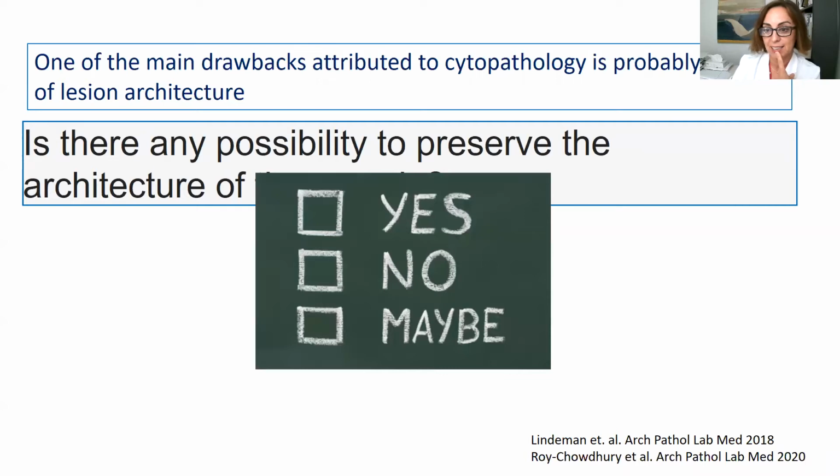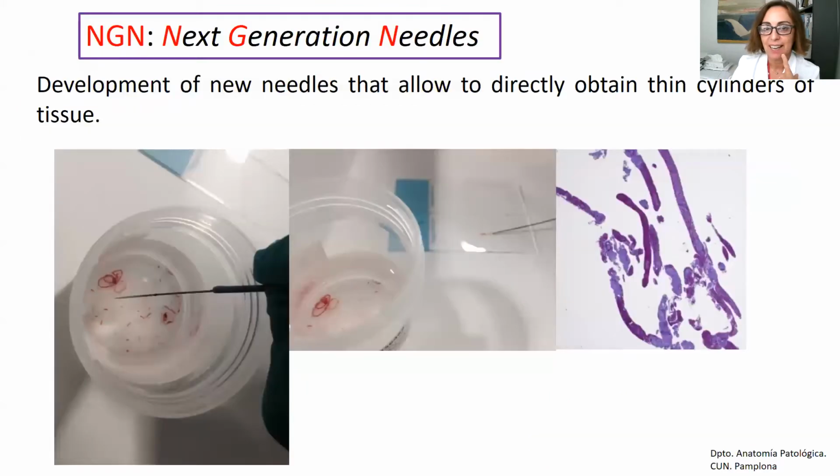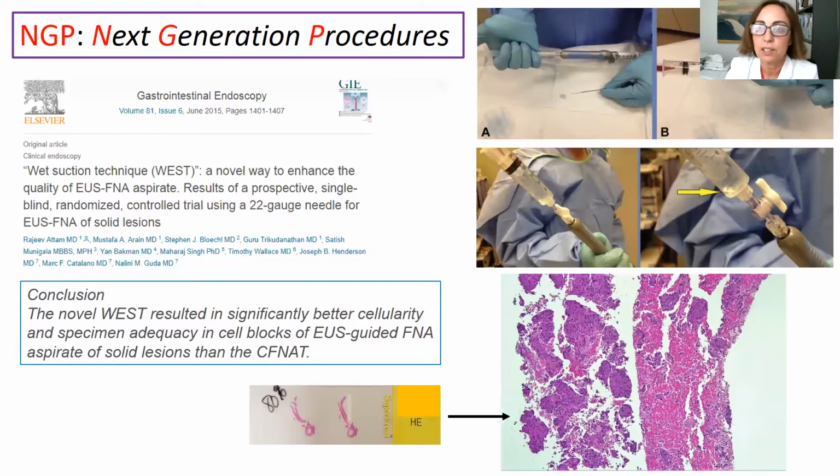What do you think? Yes, no, maybe? Okay, let's give the doubt a chance. Let's see. Because we are assisting a development of new needles, what I call NGN, next generation needles. These needles allow, in some cases, at least in some cases, to directly obtain very thin cylinders of tissue. And second, NGP, next generation procedures. This is a technique called wet suction, and it was published in 2015, as far as I know, but it's not very used in many hospitals, but it's very nice.